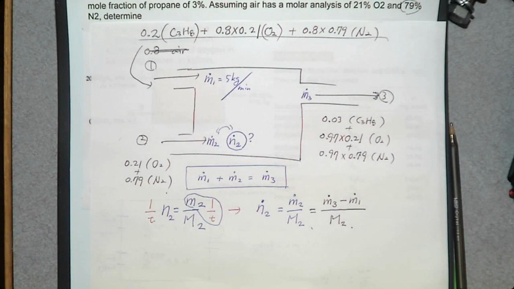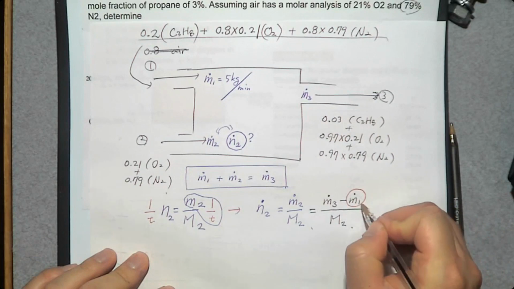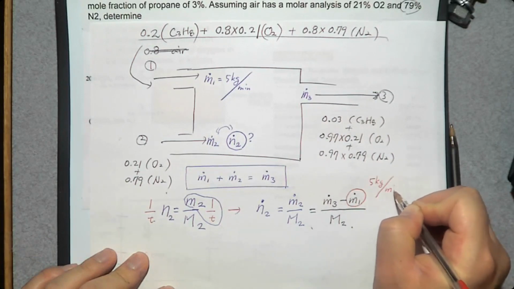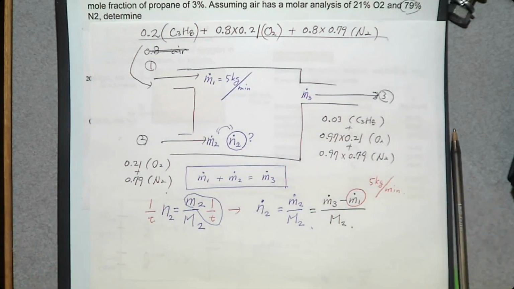From here, we have no idea about M dot number two and the molecular weight number two, but we know M dot number one, which is 5 kg/min. So we have one value known, that is 5 kg/min. And we know another thing. What is M2? The molecular weight at the inlet number two.